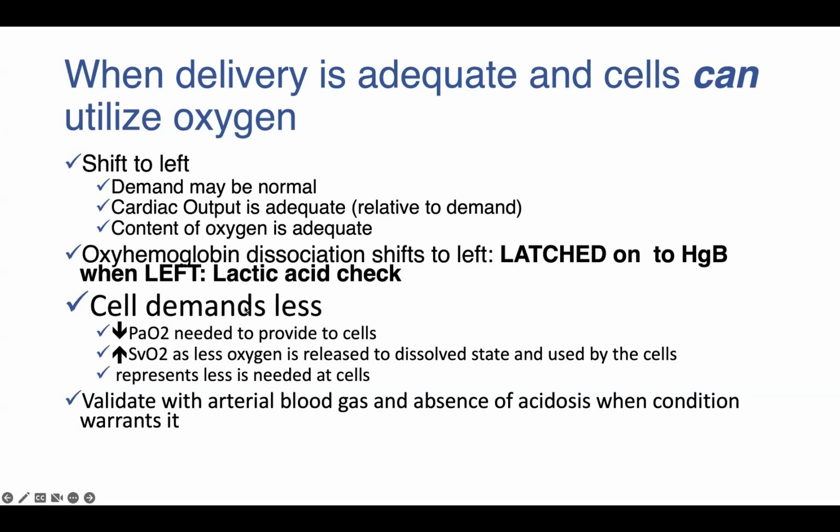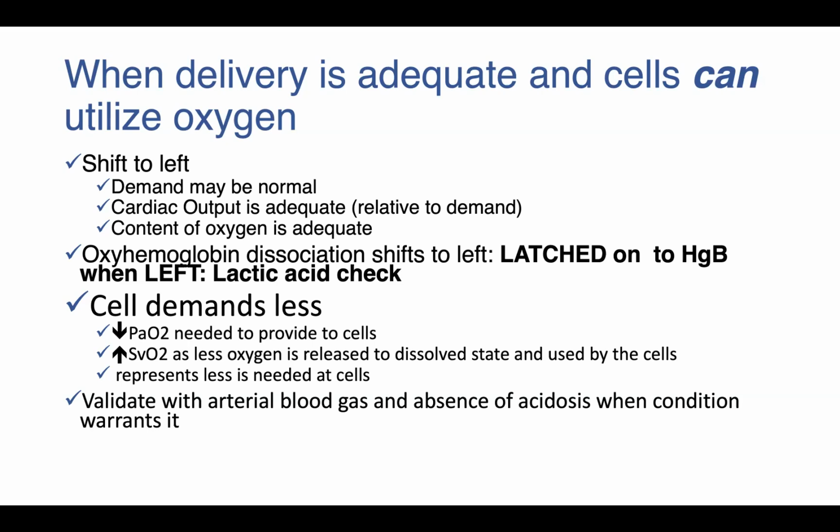When delivery is adequate and the cells can utilize oxygen, that's called a shift to the left. Hemoglobin latches onto the oxygen. You don't need to release it. Demand is probably normal. Cardiac output is adequate. Content of oxygen, that's the amount of hemoglobin carrying oxygen, is adequate. Okay, so oxygen has latched onto hemoglobin. We're not using that much oxygen.